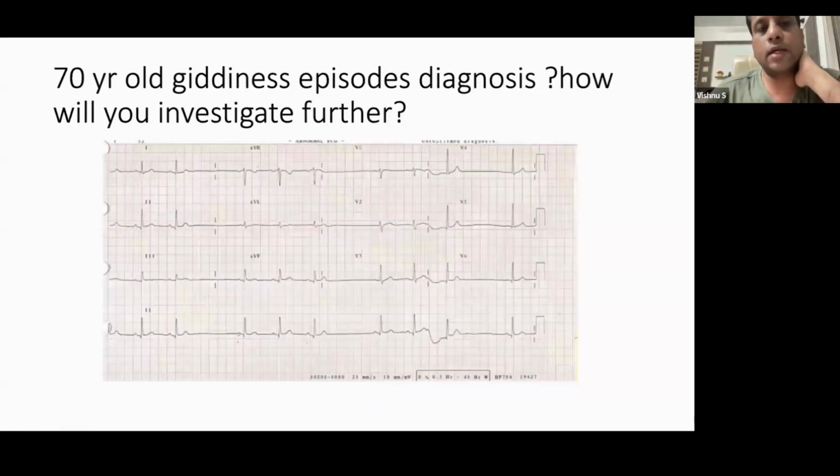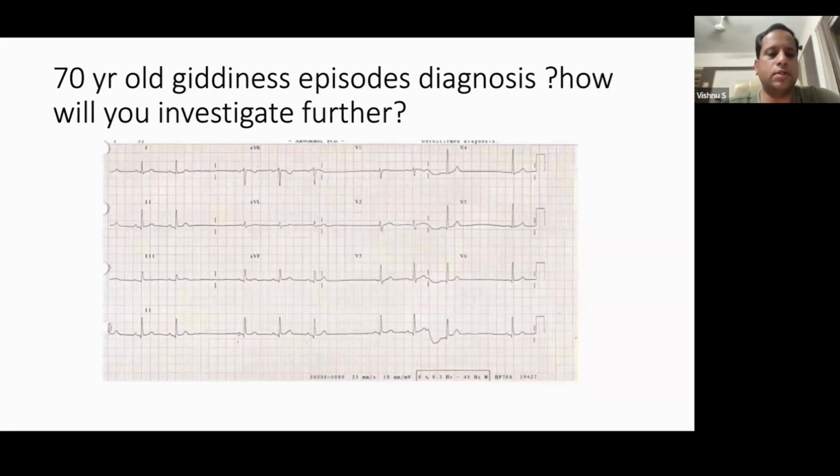This is a 70-year-old patient with giddiness episodes. What is the diagnosis, and how will you investigate further? Here also you're seeing grouped beats. So what can it be? Can anyone read the ECG?